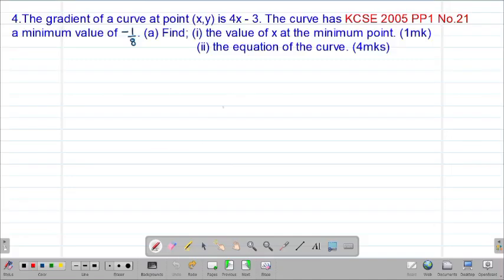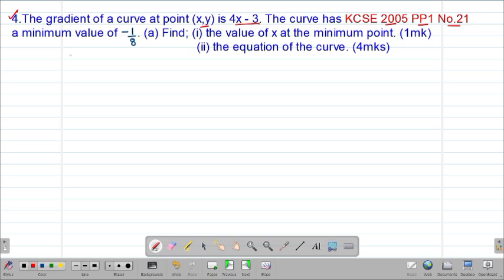Welcome to today's class. It's our second lesson on a given Form 4 mathematics topic called integration. So we are looking at our fourth example, which is a past paper question tested in 2015, paper 1, question number 21. It reads that the gradient of a curve at the point xy is 4x minus 3.